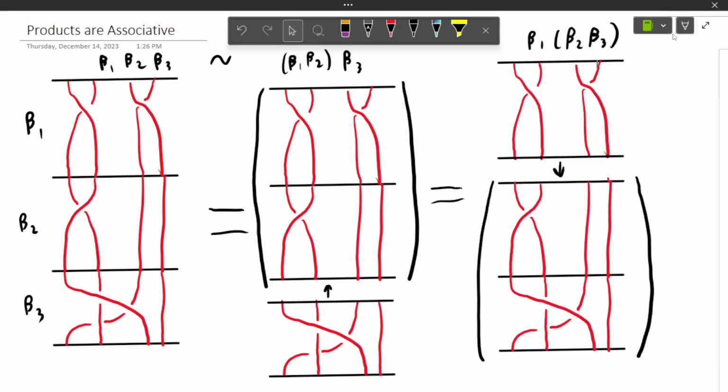To show products are associative, we might consider the braids here beta 1, beta 2, beta 3. And if we attach beta 1 and beta 2 together first, then attach beta 3, that's the same outcome as if we attach beta 1 after attaching beta 2 and beta 3 together. If we think about this geometrically, it doesn't matter whether I glue additional string to the beginning of my braid or end of my braid first. As long as I don't swap any of the twists in the braid in the process of doing so, I have the same outcome.